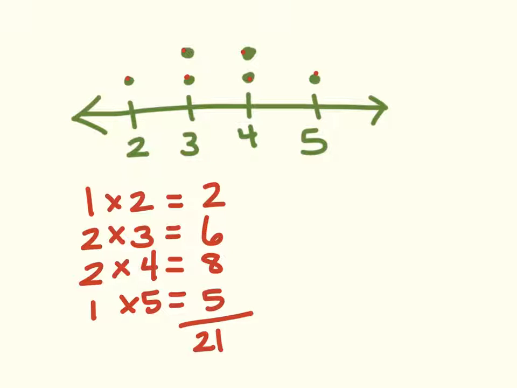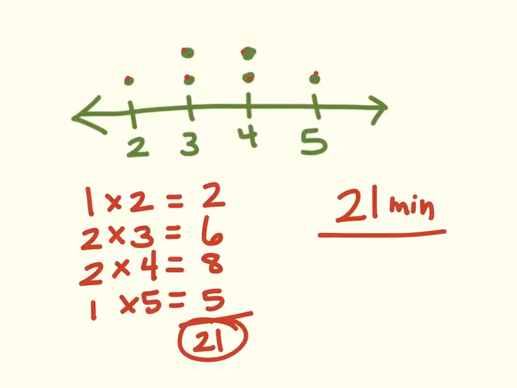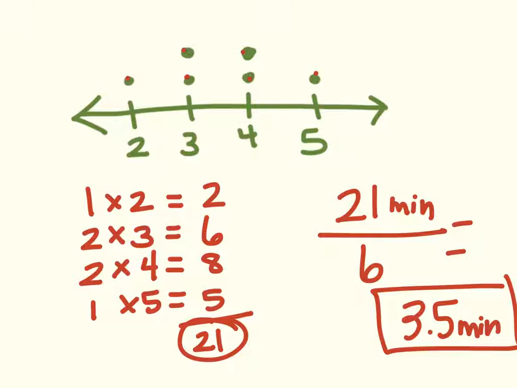So to find the mean length of the song, we're going to take the total length of the songs, 21 minutes, and divide by the number of songs, 6. This will give us an answer of 3.5 minutes. So the mean length of the songs on this album is 3.5 minutes.